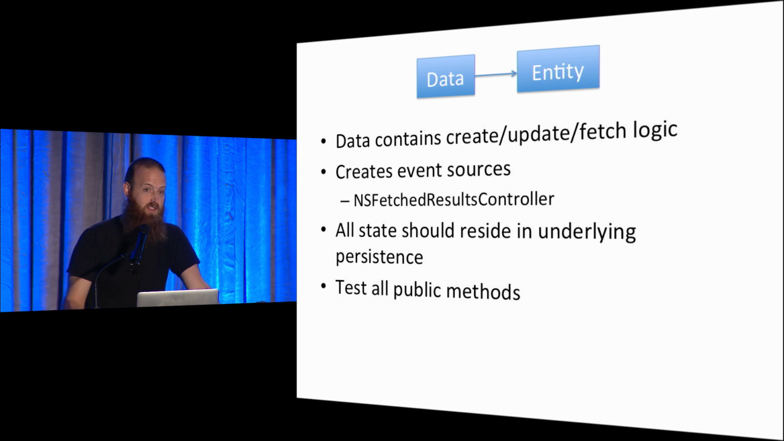All of our state resides in the underlying data source. Again, all of our data transactions are independent. We don't have any state lying in the actual data objects themselves. It all falls into the Core Data persistence store. And we tested all of our public methods. This is a great place to incorporate property-based testing because you have so much interdependence. Generally speaking, your underlying persistence store has so much interdependent state that it's very difficult to test all of the different state relationships that exist.